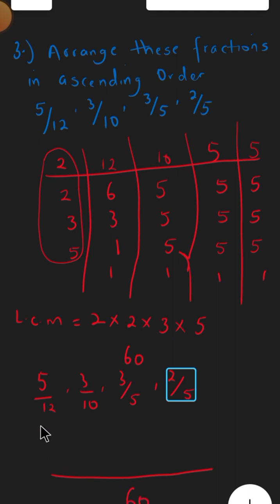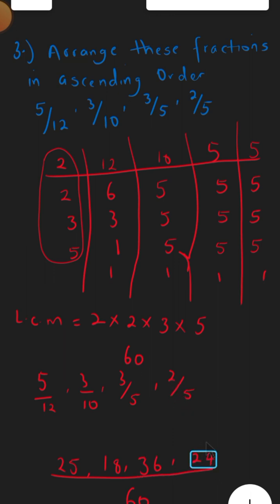Now 60 into 12 is 5 times. 5 times 5 is 25. 60 into 10, 6 times. 6 times 3 is 18. 60 into 5 is 12. 12 times 3 gives you 36. 60 into 5 is 12. 12 times 2 gives you 24.